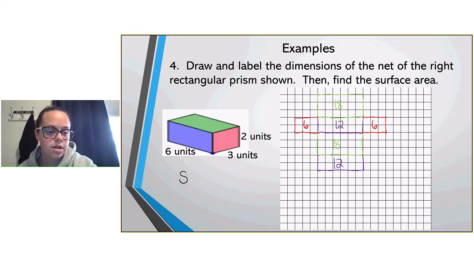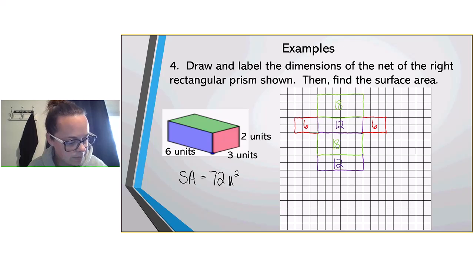What'd you get this time, Ethan? 86. Oh, I got 72. Let me try again, make sure I didn't mess up. 18, 18, 12, 12, 6, 6. Yeah, 72. 72 units squared. Okay, so that is surface area. Again, remember it's the sum of the areas of the faces of the figure all added together.